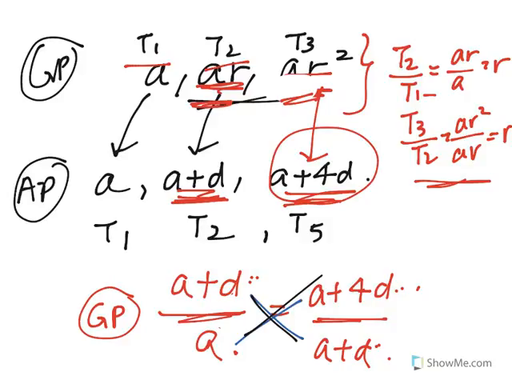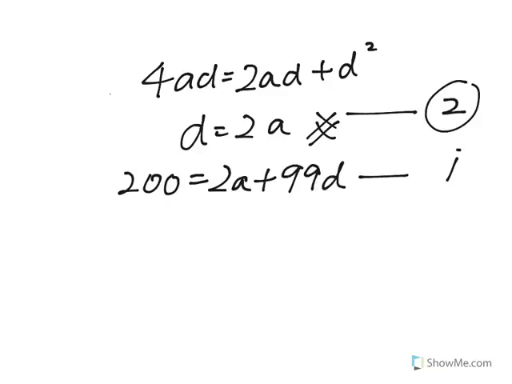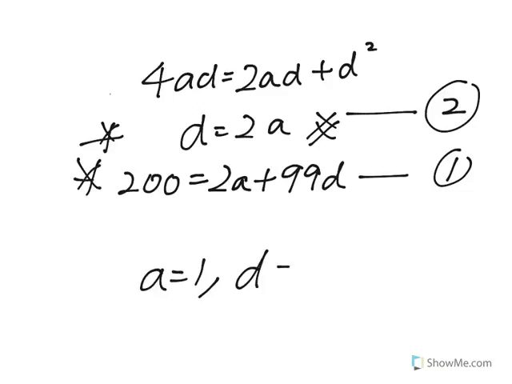Now using back equation 1, which was 200 equals 2a plus 99d, and solving these two simultaneously, which is very easy and you can do it by yourself, you get a equals 1 and d equals 2.